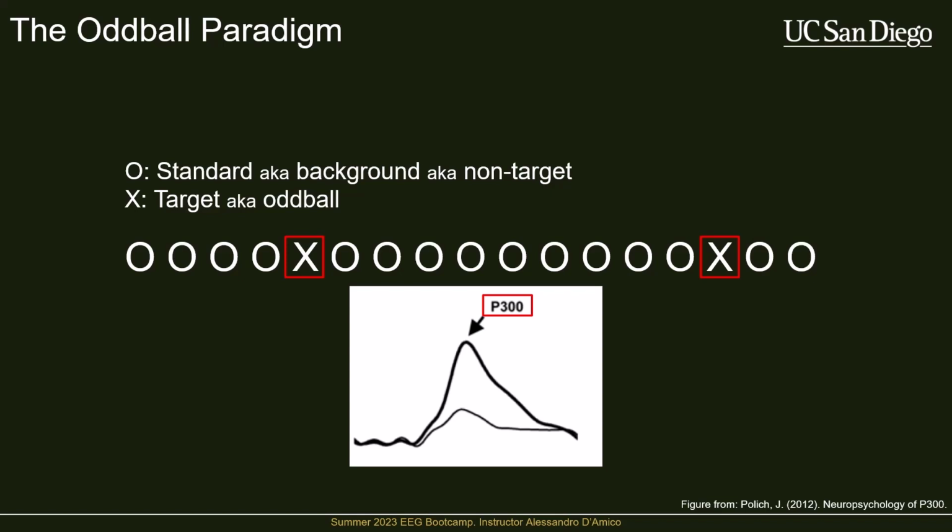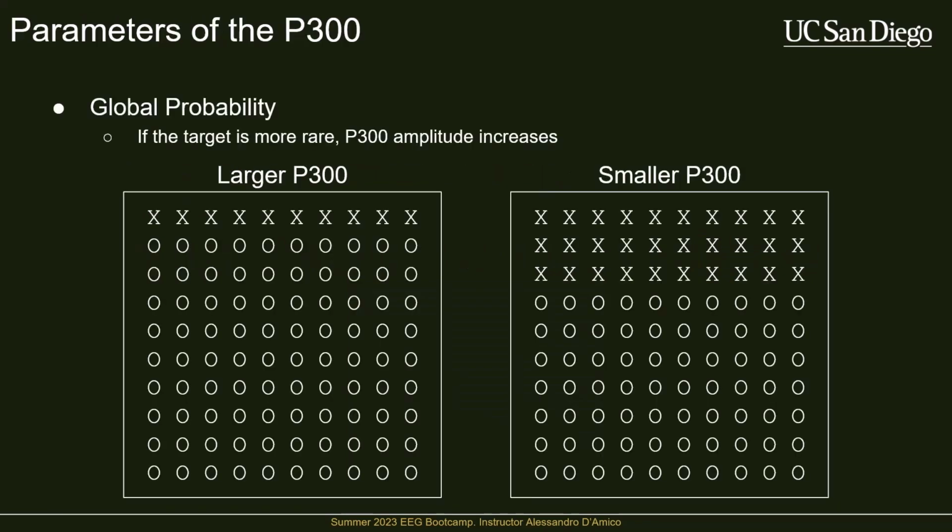It can be affected by age and different disorders. Sometimes this latency is pushed back significantly. Sometimes it's attenuated by age and all sorts of stuff. So it has a lot of parameterization to it. And some of the most important things are probability. So when we're talking about the P300, probability should be the very first thing you think of with what affects the amplitude. So if the target is more rare, the P300 amplitude increases.